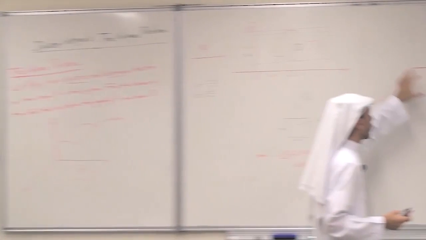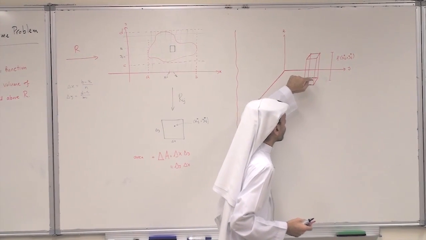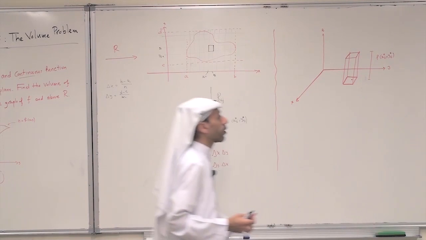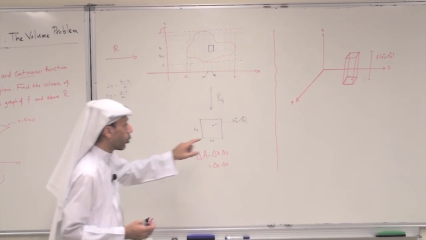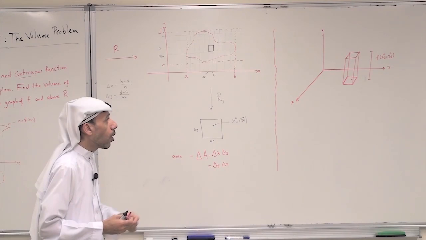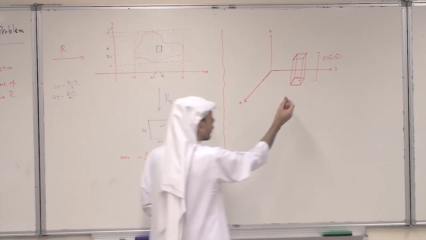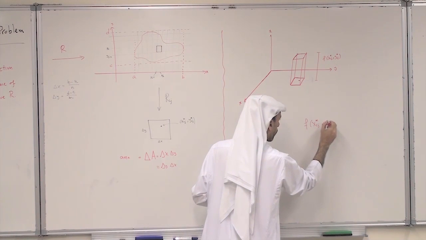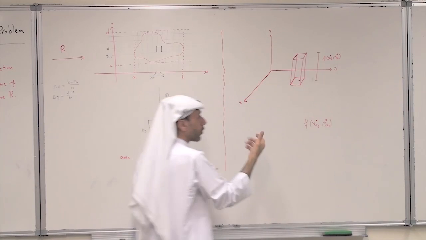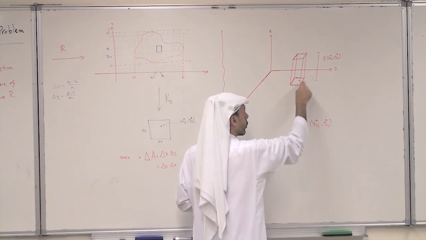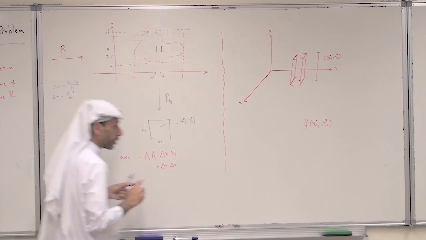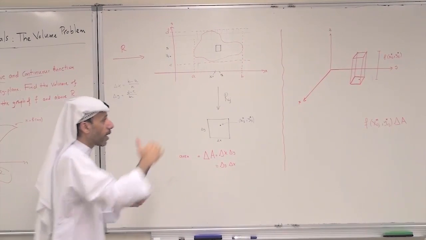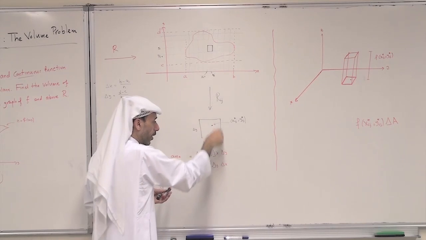So what is this box? Okay, so here, this is the box. Taking the arbitrary point, we find the corresponding point on the surface, which is f of xij star, yij star, and we take this as the height of the box. So we construct a box with height f of xij star, yij star. What is the volume of this box? The volume of this box is the height, f of xij star, yij star, times the area of the base of the box, which is a rectangle with area delta A. So this gives us an approximation for the volume below the graph of f and above the rectangle Rij.